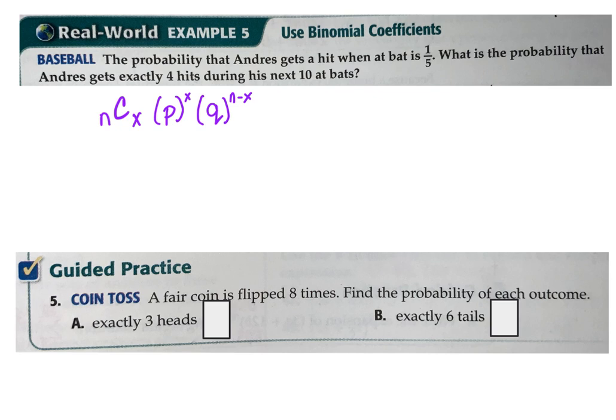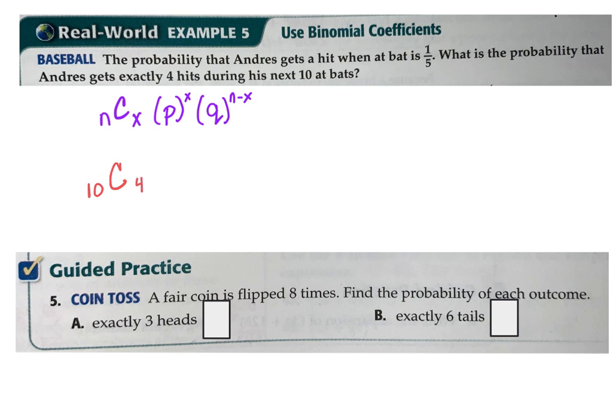All right? So let's look at this. We know we're going to have a combination. It says the probability that Andres gets a hit when at bat is 1/5. The probability that he gets a hit is 1/5. All right. What is the probability that Andres gets exactly 4 hits during his next 10 bats? So how many bats total is he going to have? 10. That is your N. All right. How many hits do we want him to get? Exactly how many hits do we want him to get? 4. That is your X.